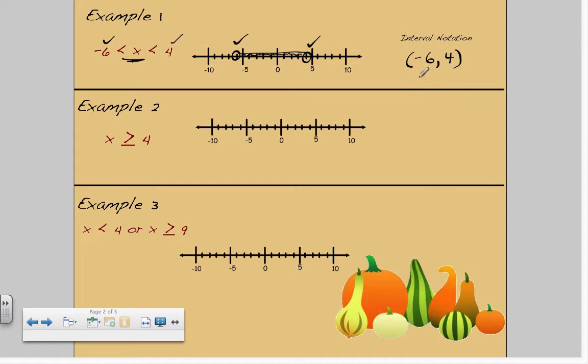Now some of you may say, wait, that looks like a point. But if we were answering the question, it pertains back to the question, so we couldn't confuse that with a point.